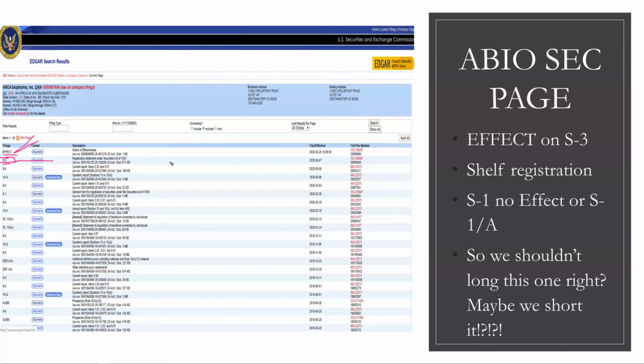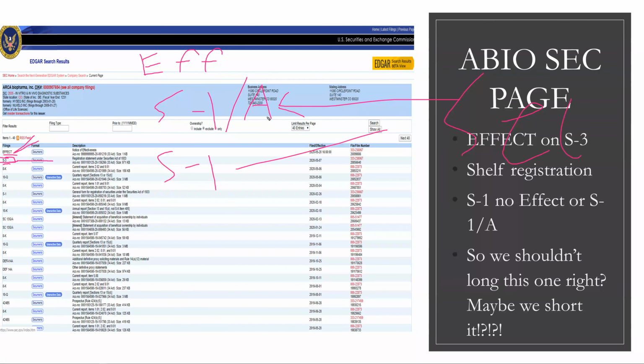So a lot of times you'll see an S1, and then you'll see an S1A, and then you'll see the effect. Well, what that means is they sent in the S1 to the SEC. The SEC said, you've got to fix some things. They sent it back to them, and then they sent back the S1A with the amendment. And then the SEC sent them the effect and said, okay, you're good now. You can use this. Everything's been filed legally correctly. So that's what the effect is.